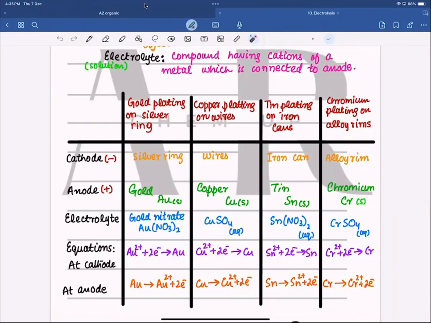Sir, the metal which we want to plate will be at the anode. The metal that we want to plate on another object is connected to the anode, and the object which we want to be plated by a metal is connected to the cathode. The electrolyte contains the cation of the metal which is connected at the anode.